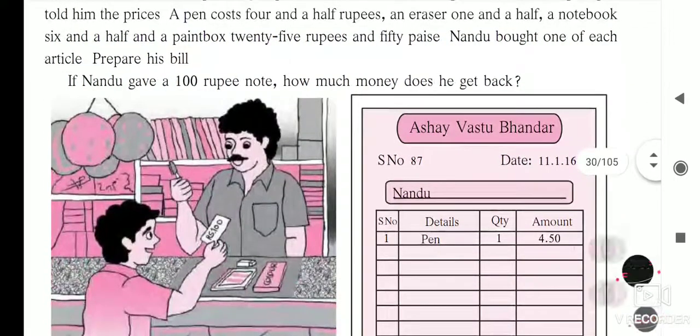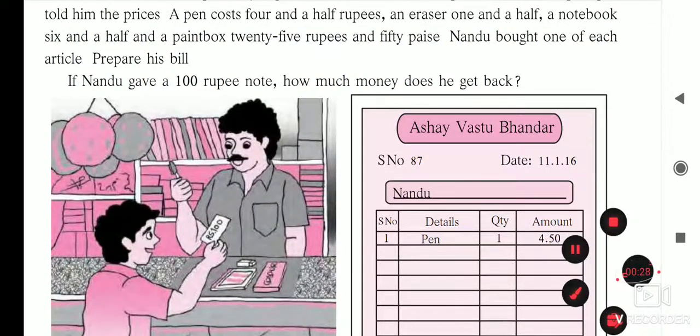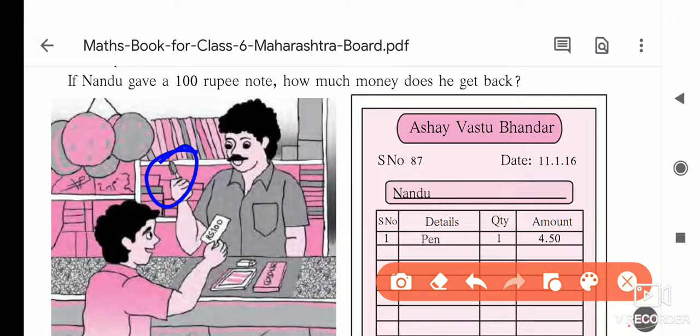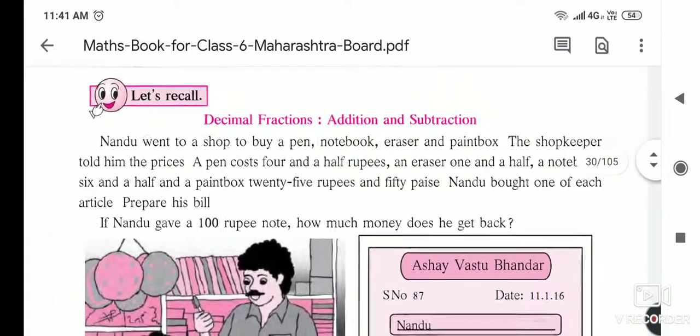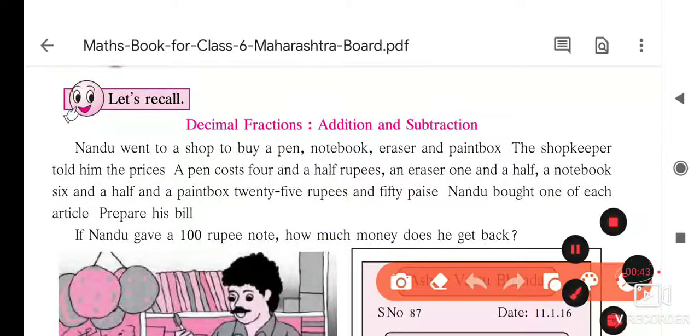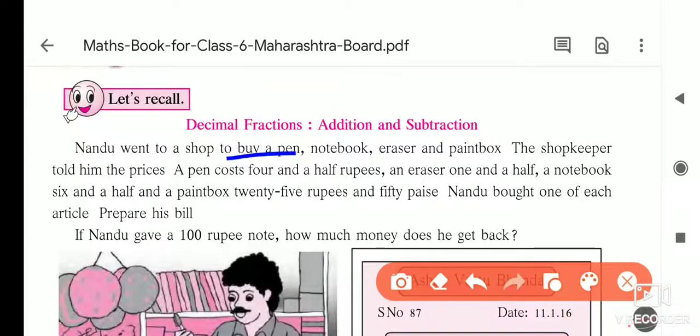Here is one boy and he is taking some things from the shopkeeper. So here the pen, notebook, eraser and the color paint box he had taken. If you see here inside the decimal fraction, Nandu went to a shop and bought a pen, notebook, eraser and paint box. The shopkeeper told him the price of the pen is 4.5 rupees.